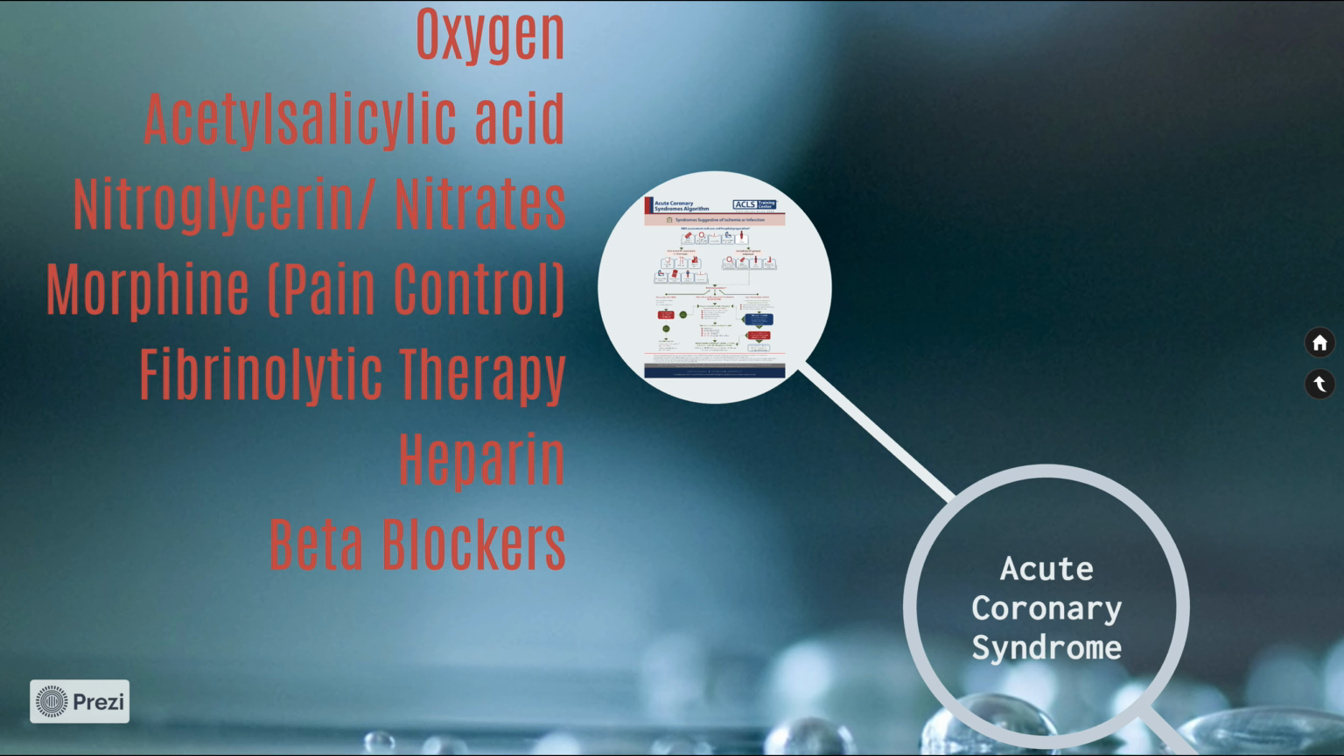And these are oxygen, acetylsalicylic acid, nitroglycerin or nitrates in general. You may be more familiar with isosorbide mononitrate or isosorbide dinitrate. Those are nitrates. Pain control in the form of morphine. Since pain from acute coronary syndrome is mediated by the vagus nerve, we have to provide an opioid. And then we have fibrinolytic therapy and heparin, as well as beta blockers to improve cardiac function.